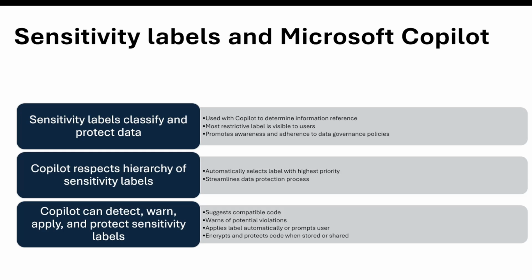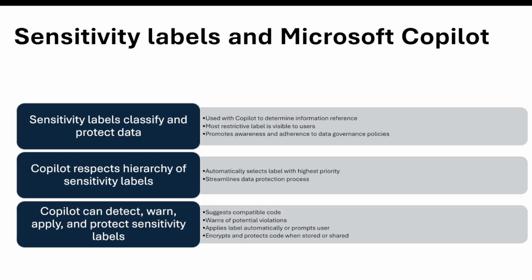We're going to be starting with Copilot. Now, we've already seen that sensitivity labels can be crucial components of data governance because they provide a systematic approach to classifying and protecting sensitive information. And when they are integrated with tools like Microsoft Copilot, these labels will enhance the ability to reference information securely and efficiently. Now, in these cases, the most restrictive labels, when made visible, will serve as a constant reminder for users to adhere to data governance policies.